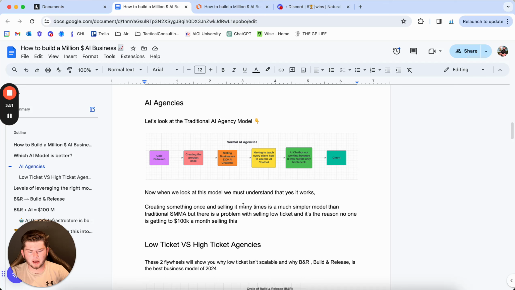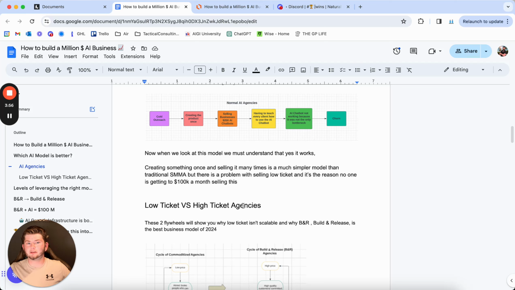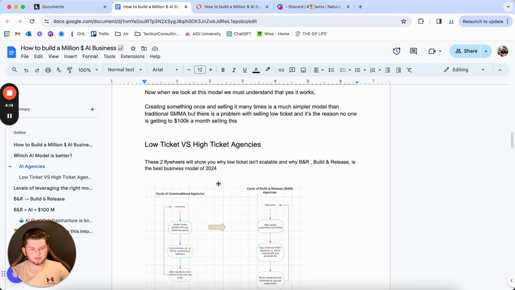Now, when we look at this model, we must understand it works. You're going to get $200. It works. $200 to some people is all they want. But creating something once and selling it many times is much similar to the traditional SMMA model. But there's a huge problem with some of these low-ticket AI chatbots that you just can't charge $9,500 for, and it's the reason no one is going to make $100K doing this.